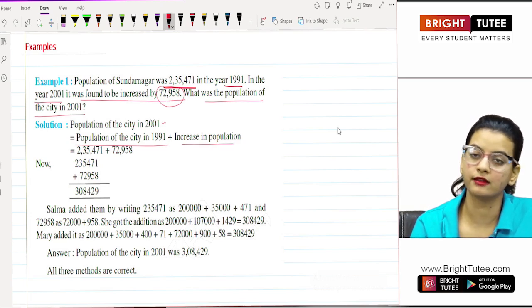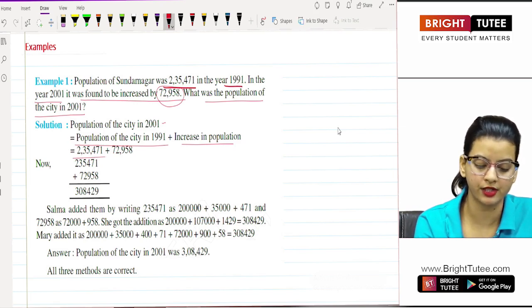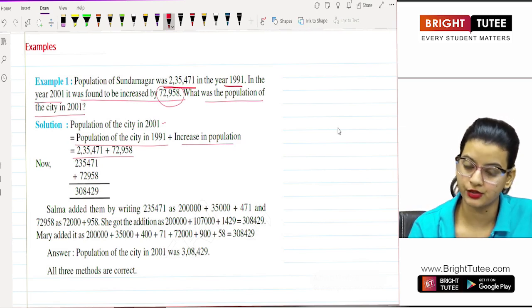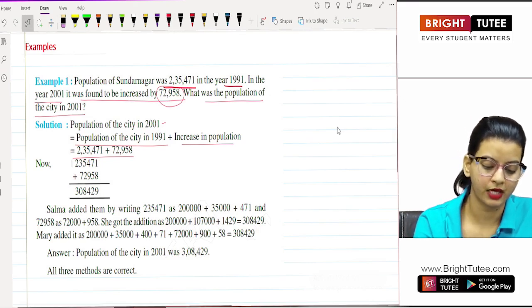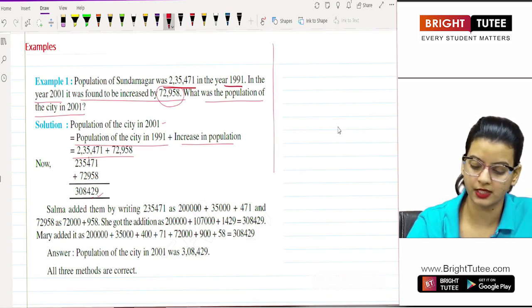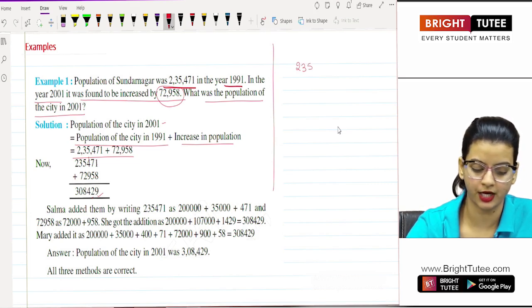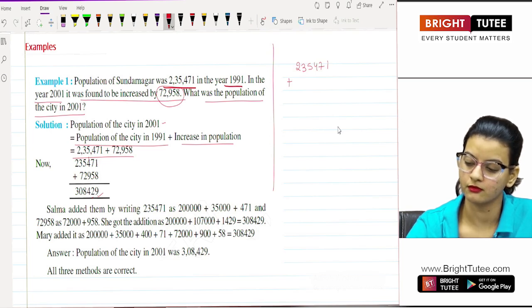So that is 2,35,471 plus 72,958. When we add this, we have 1 plus 8 is 9. Then 7 plus 5 is 12, so we have 2 and carry over 1. I'm just going to do this calculation over here again. So it is 2,35,471 plus 72,958. Okay, let's do this calculation.